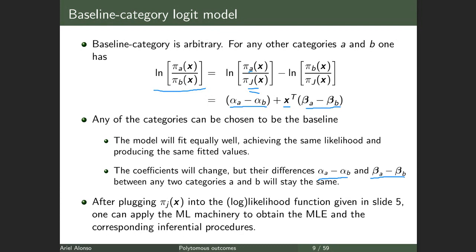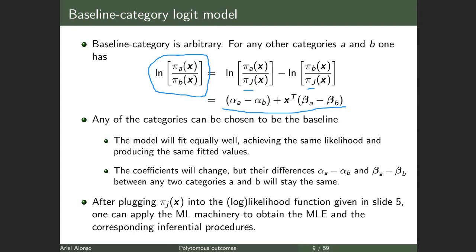So which category is selected to play the role of the baseline category is up to you, depends on the problem. In some problems, you may have a category that is naturally the reference. In other situations, that may not be the case, and you may not have a natural reference, and in that case, it doesn't matter which one you consider as a reference. When you compare two different categories by the logarithm of an odds, like here, this is not going to change irrespective of the category that was chosen as the baseline category.